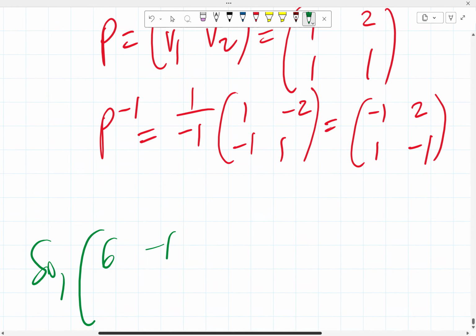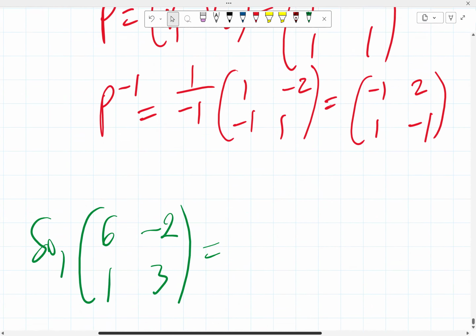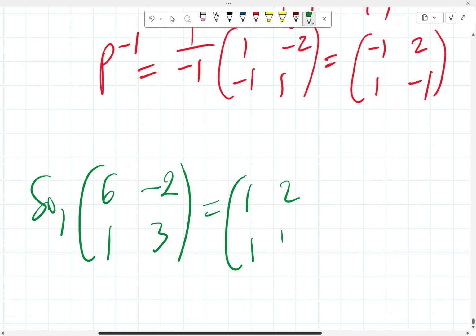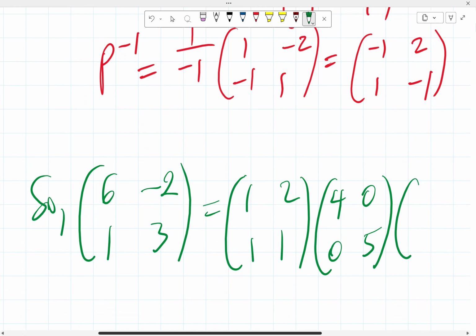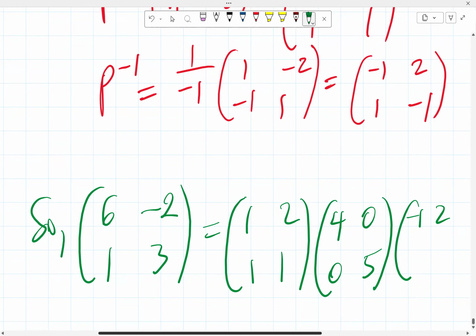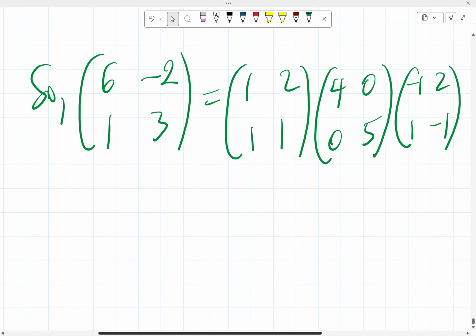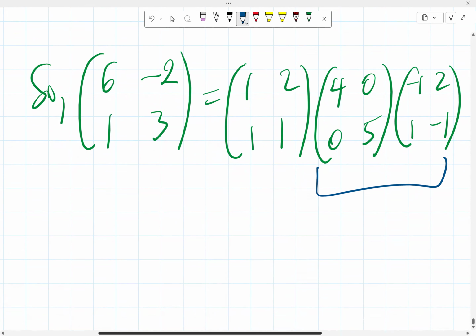6 minus 2, 1, 3 can then be written as P, which is 1, 2, 1, 1, into D, that is 4, 0, 0, 5, into P inverse, minus 1, 2, 1, minus 1. Okay, so of course, you can check again like I did before. So let's start with this.